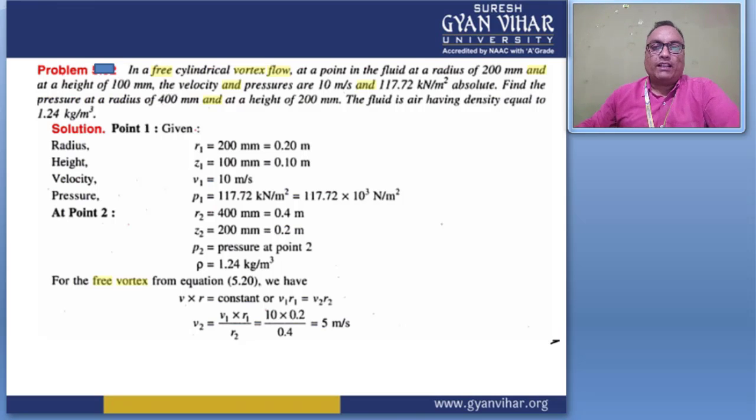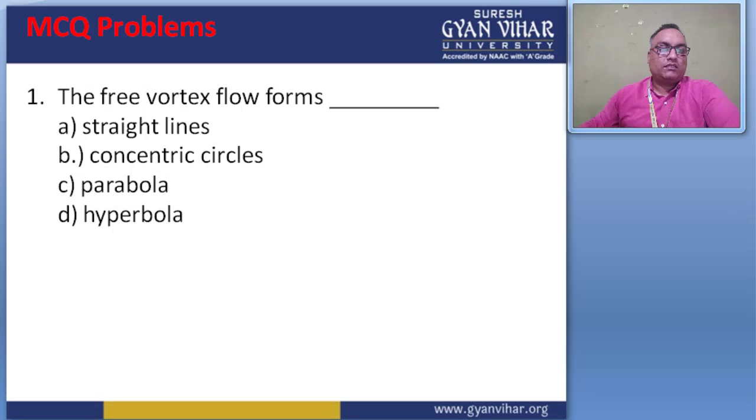Then move to the MCQ problem section. This is an MCQ problem. Question number one: the free vortex flow forms a straight line, concentric circle, parabola or hyperbola. For this question, the correct answer is C.